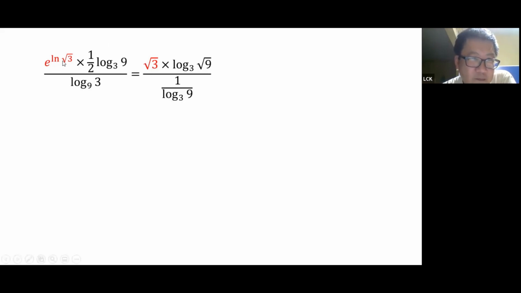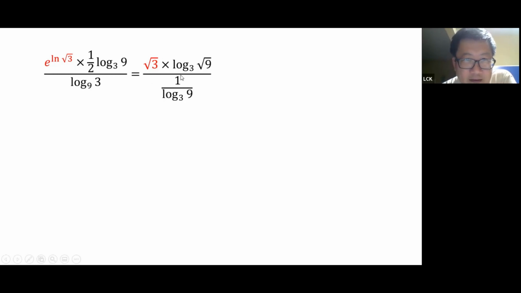Now, how did I transform this to this? I transformed this to this from part 1. Now, how did I transform this to this? I transformed this to this by bringing the half to this. So it becomes 9 to the power of half. 9 to the power of half is the square root of 9.